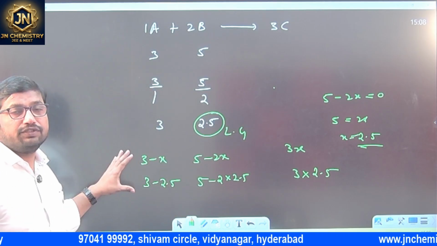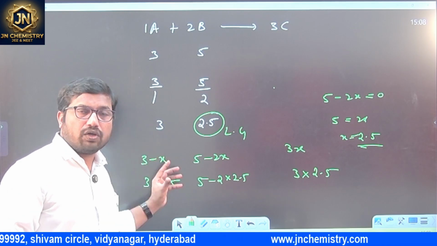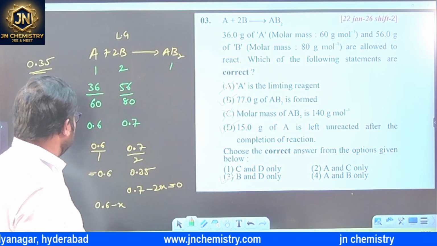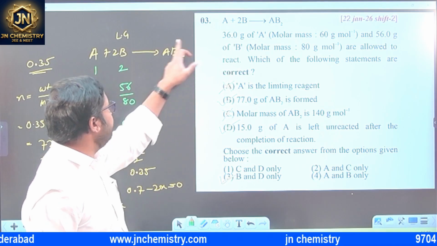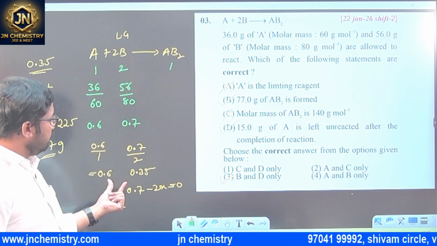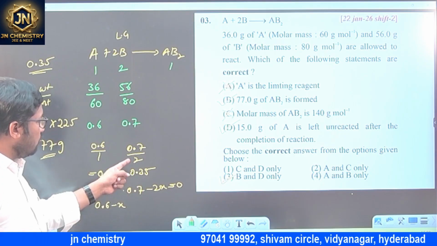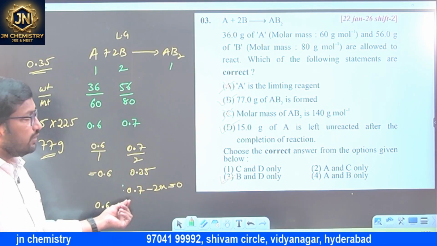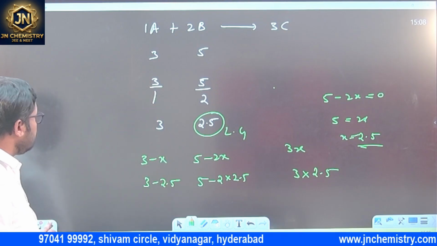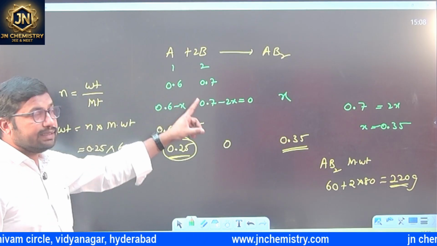This is a shortcut method which I am telling you to solve easy questions. Probably in the coming April session also, from mole concept, from some basic concepts of chemistry, this model is very important. So number of moles is weight by molecular weight: 0.6, 0.7. So 0.6 by 1, 0.7 by 2, 0.35. 0.35 is the limiting reagent. Once we know that, 0.75 minus 2x is equal to 0, and from that we find x. I hope this is clear.